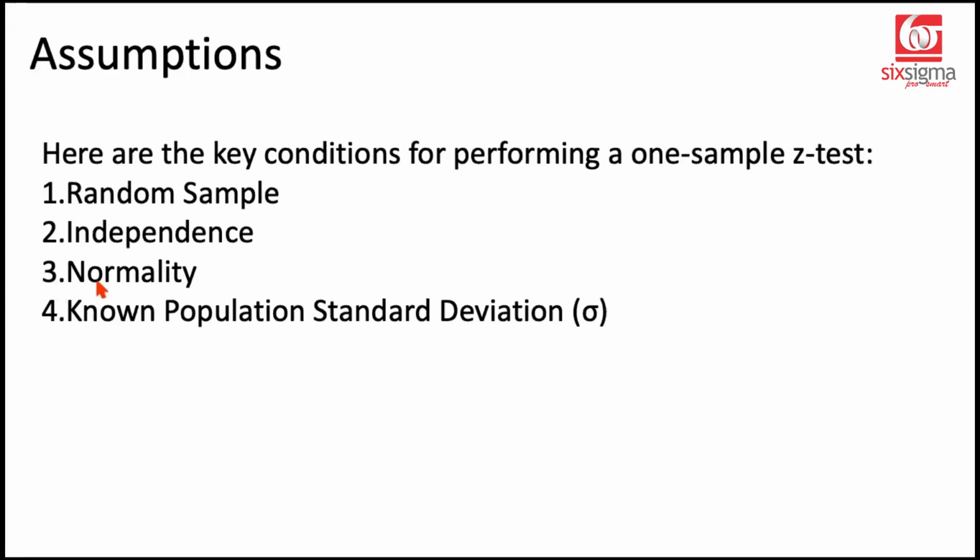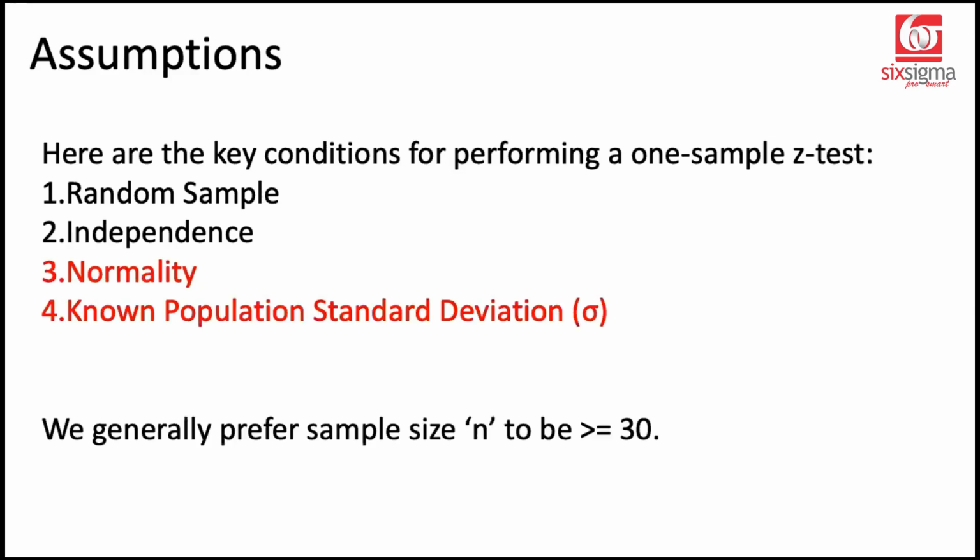Third assumption here is about the normality of the parent population. So the sample is being collected from a population which is normally distributed. And the last assumption is, as stated earlier, the population standard deviation is assumed to be known. Now, there is a way around this, especially for the last two assumptions. If you're working with a sample size which is greater than or equal to 30, so at least 30 observations, then the assumptions of normality of the parent population and the population standard deviation being known can be bypassed.